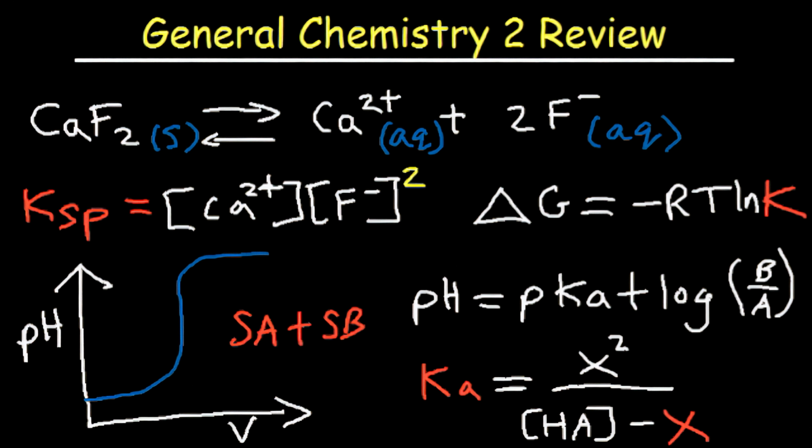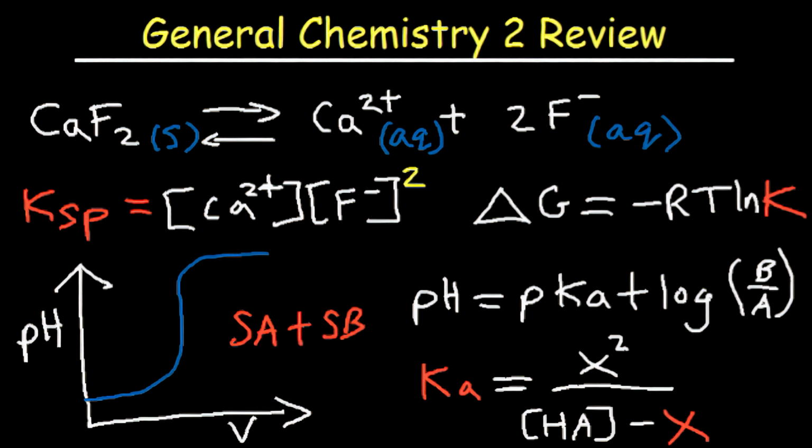So if you increase the concentration of the product, will the solubility of the compound increase or decrease? And how will that affect the pH of the solution? So we're going to go into that as well. And then we'll move on into thermodynamics. We're going to talk about delta G, delta H, delta S, Gibbs free energy, entropy, how to calculate them, both under standard and non-standard conditions.